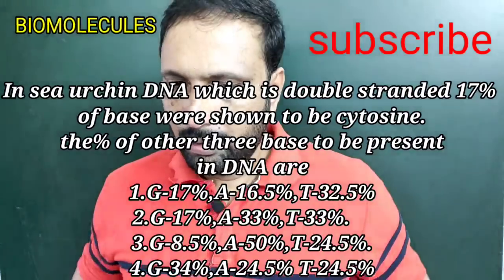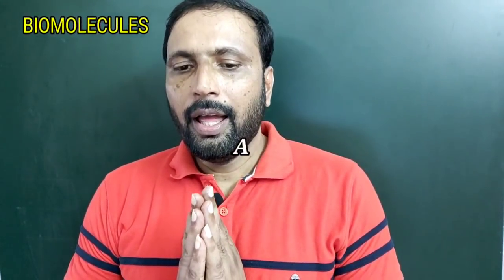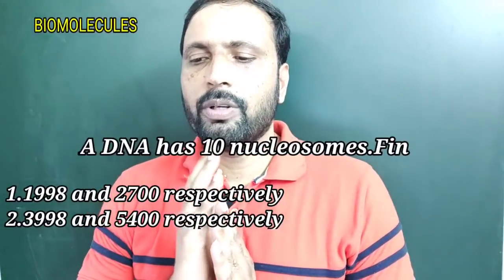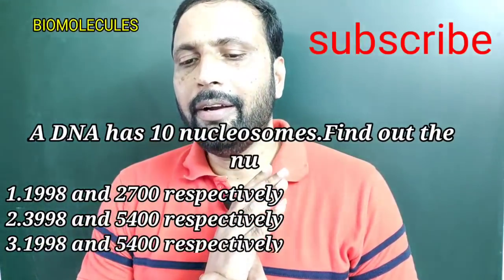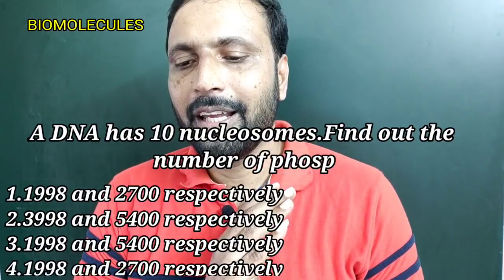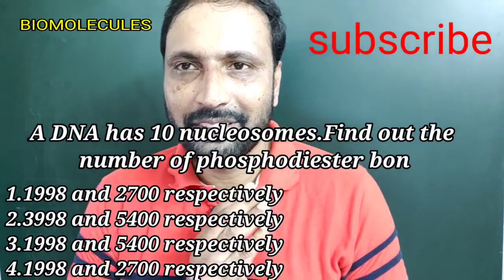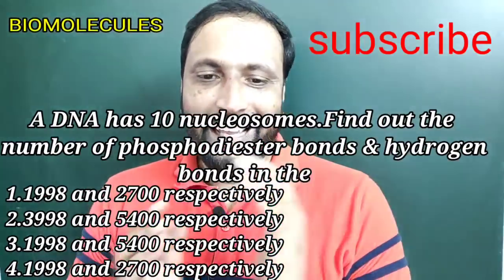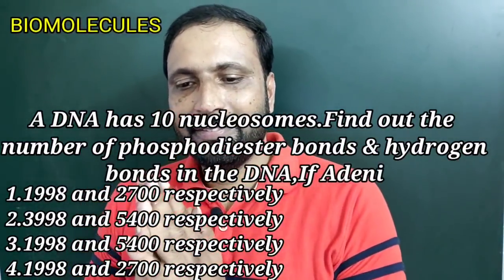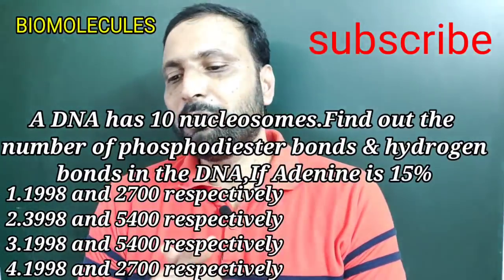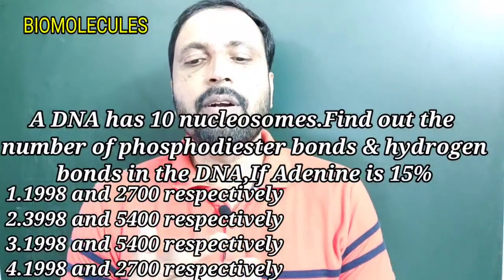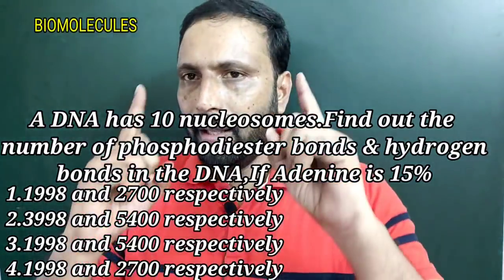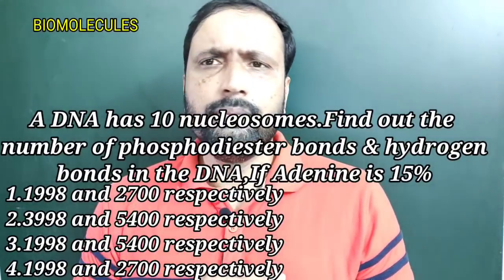Then go to the next question. A DNA has 10 nucleosomes. Find out the number of phosphodiester bonds and hydrogen bonds in the DNA if the adenine percentage is 15. Good question. 10 nucleosomes are there. Then how many phosphodiester bonds and how many hydrogen bonds are there in the DNA when the adenine percentage is 15? That is a very important clue to you.